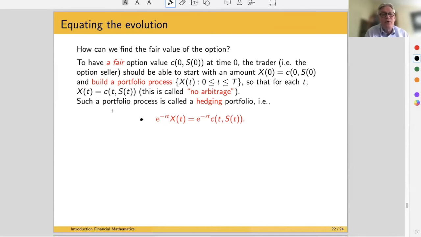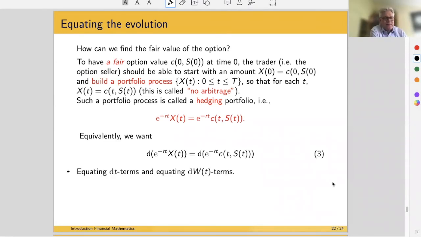So we have these processes, we can equate them. So particularly, we would like to have the change in the discounted portfolio process being equal to the change in the discounted option value process. d e to the power minus rt Xt should be equal to d e to the power minus rt Ct. So if we would like to have this, we have an expression for these dynamics, and we have an expression for these dynamics.